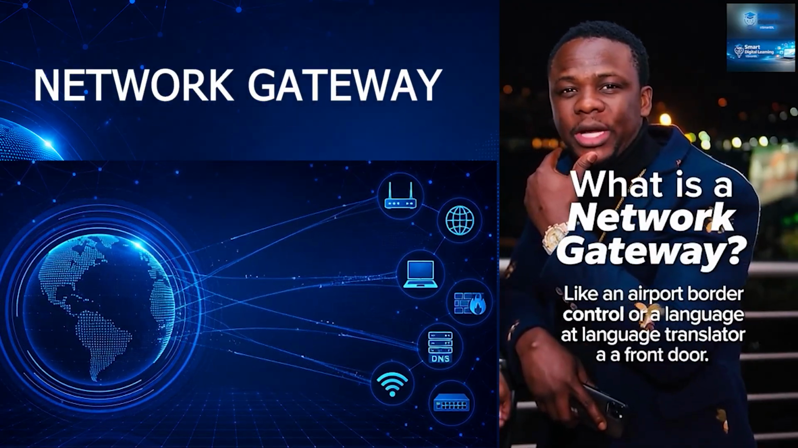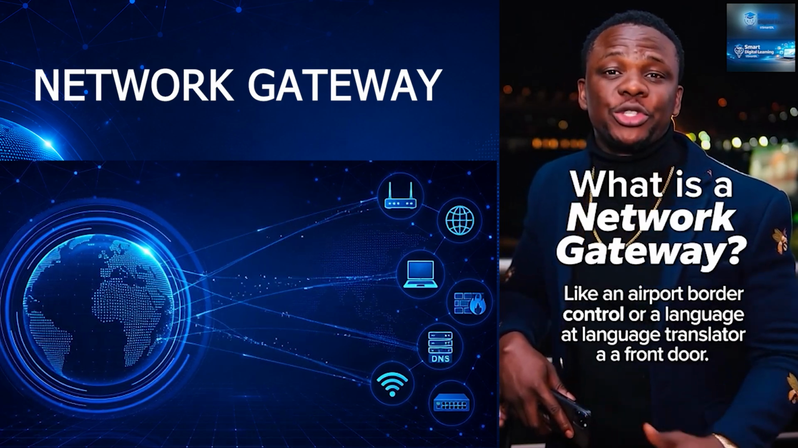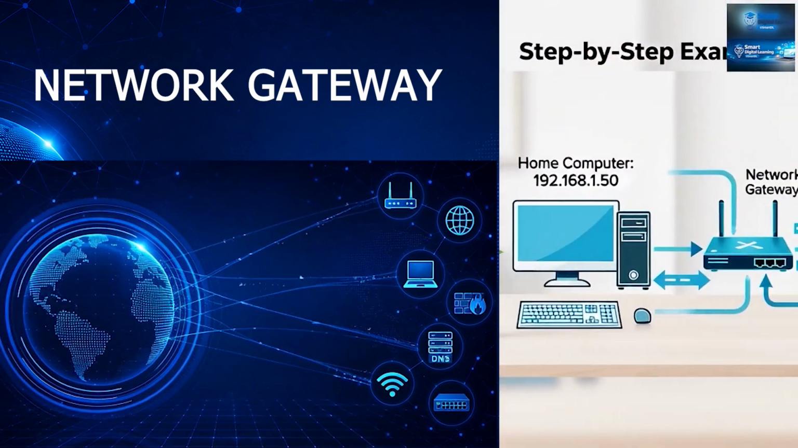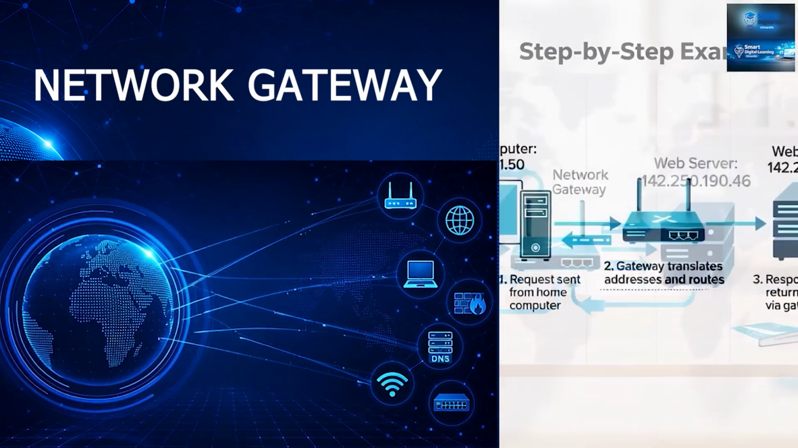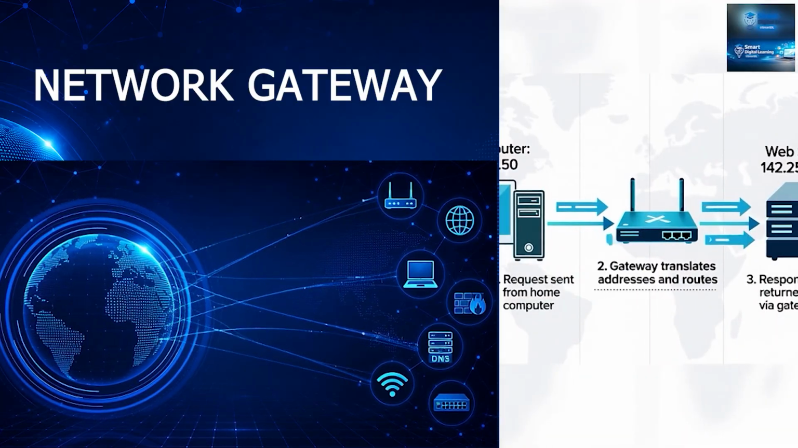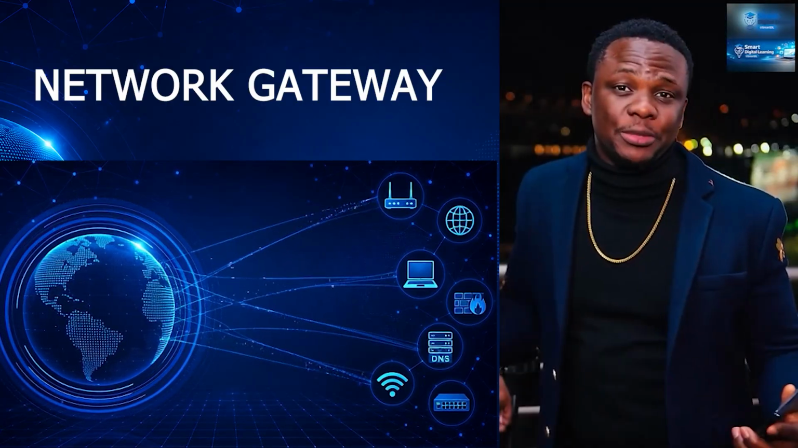A network gateway is like an airport border control or a language translator at a front door. It helps different networks talk to each other. A simple example: a home computer sends a request to a server. The gateway translates the request and routes it, then sends a response back.